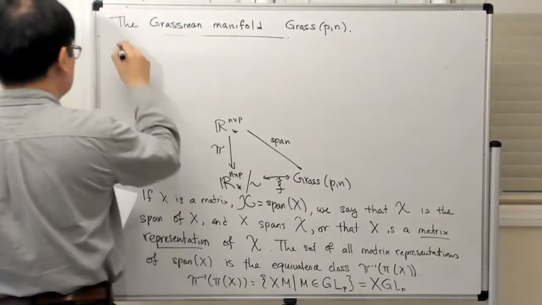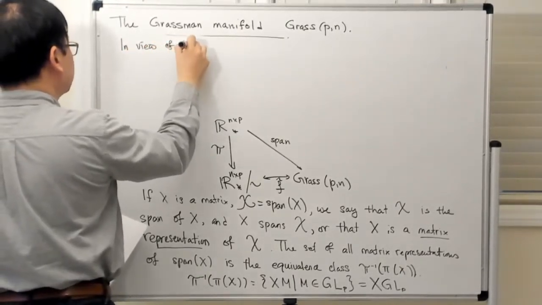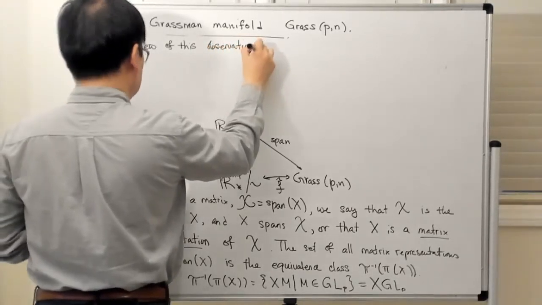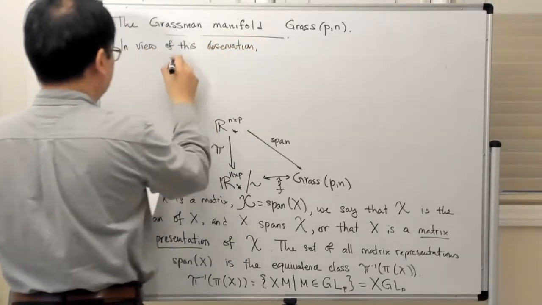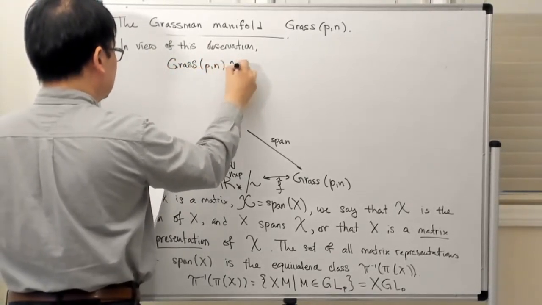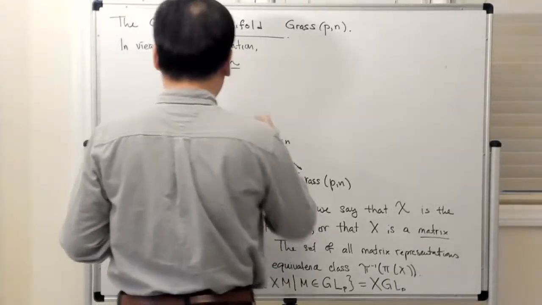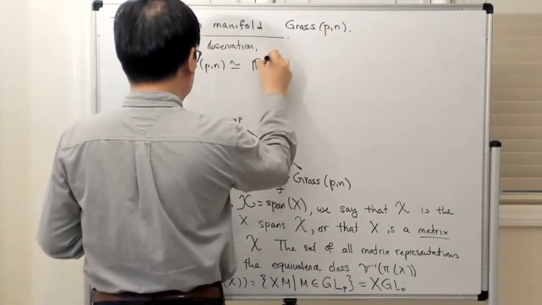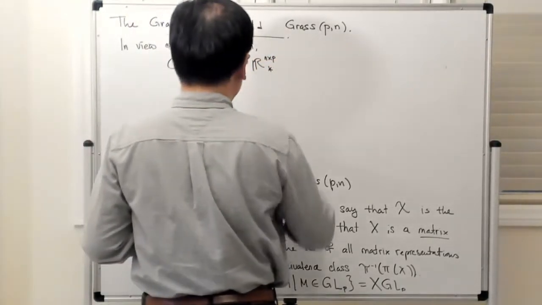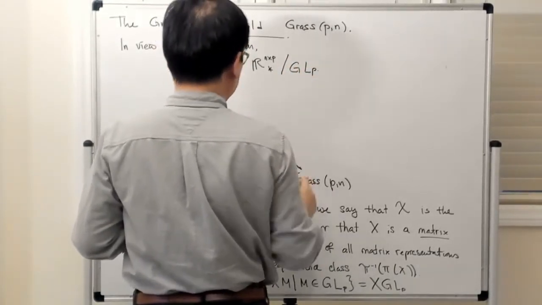So in view of this observation, you can write that the Grassmannians are isomorphic to the following: R^(n×p)_* (this non-compact Stiefel manifold) quotiented by the general linear group of dimension p.